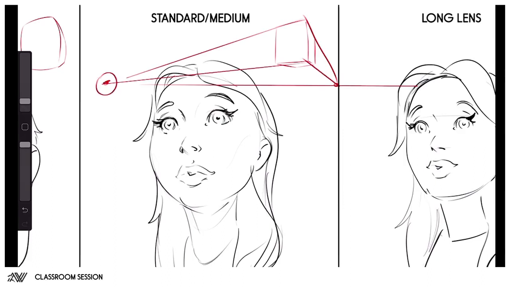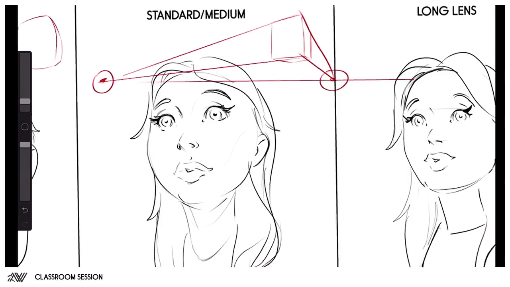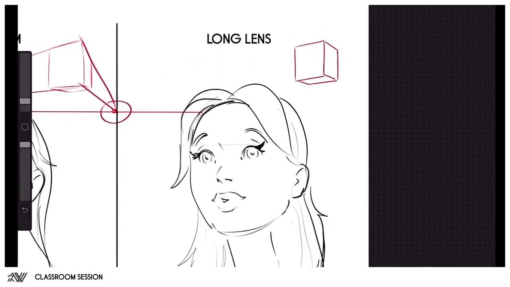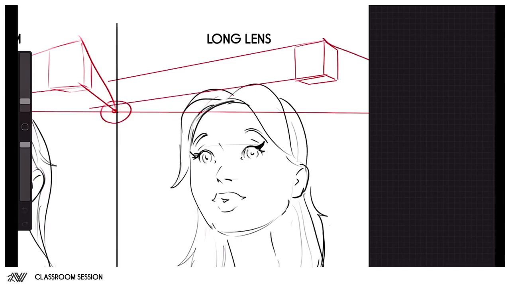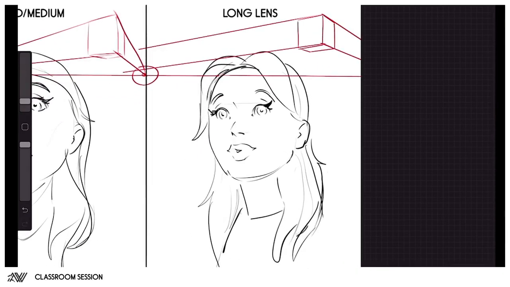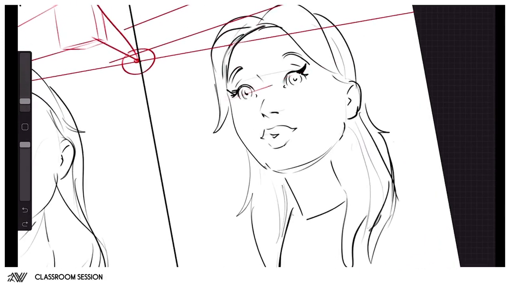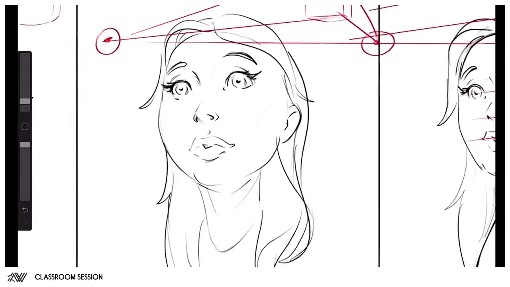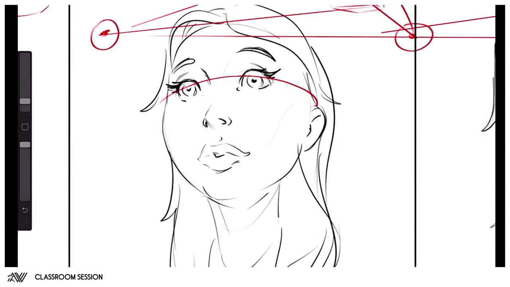So our two vanishing points are still pretty close together with a standard medium lens. Whereas with the long lens, those vanishing points are super far apart, right? To the point where, especially when we go into the 200 millimeter lenses, the convergence isn't even apparent anymore. And that's what we're trying to do when we're drawing in a long lens perspective: the convergence of my features isn't going to be very apparent. Whereas with the standard lens, we still have that convergence.